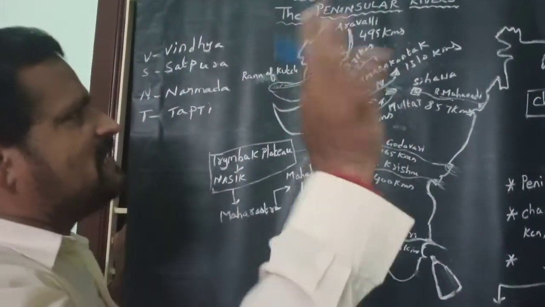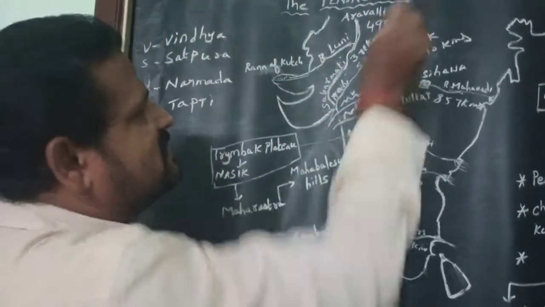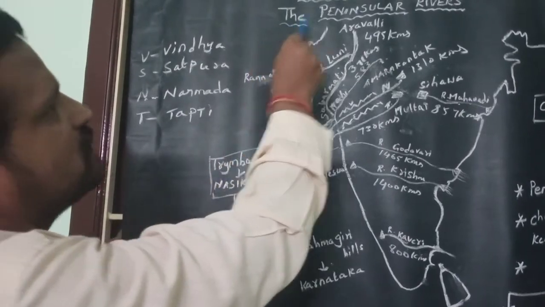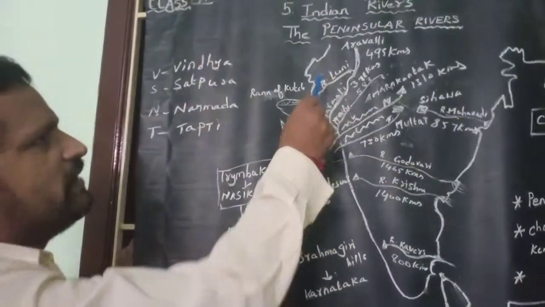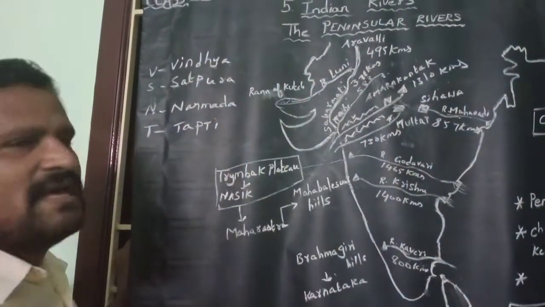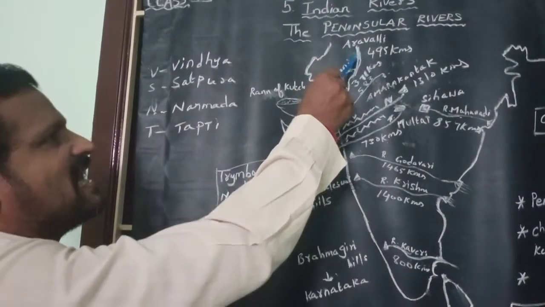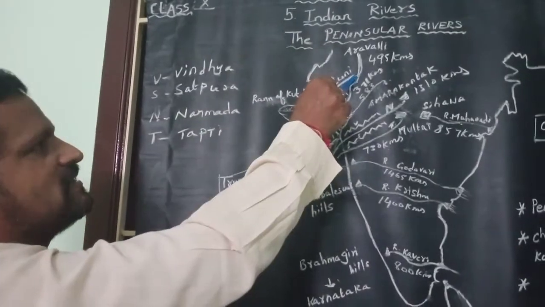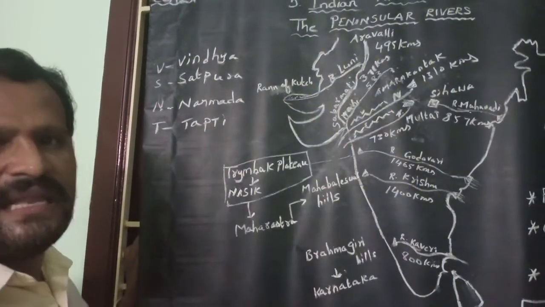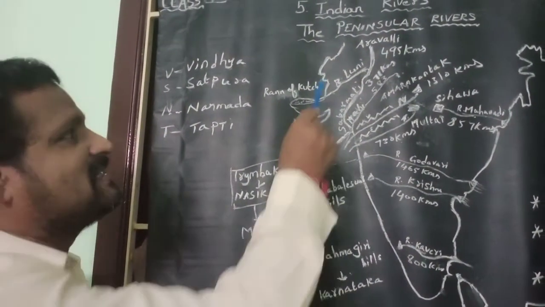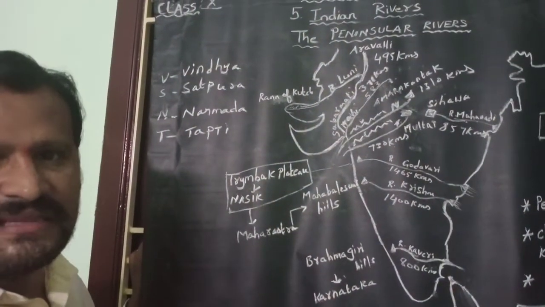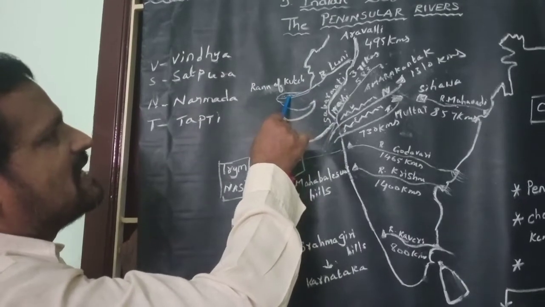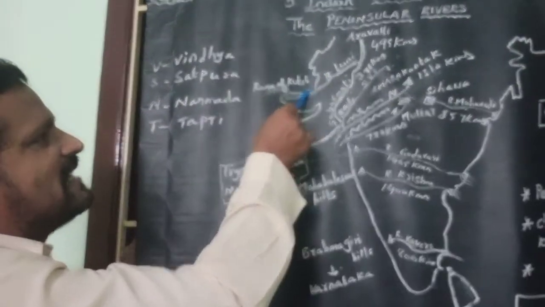River Luni does not come under the peninsular river system. River Luni rises at Aravalli Hills and flows in the Thar Desert in Rajasthan. The largest river in the Thar Desert is River Luni. And this River Luni reaches the Rann of Kutch.